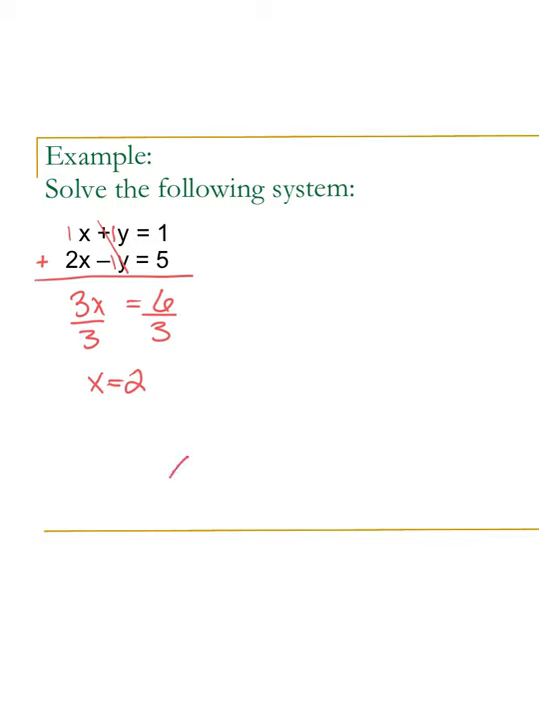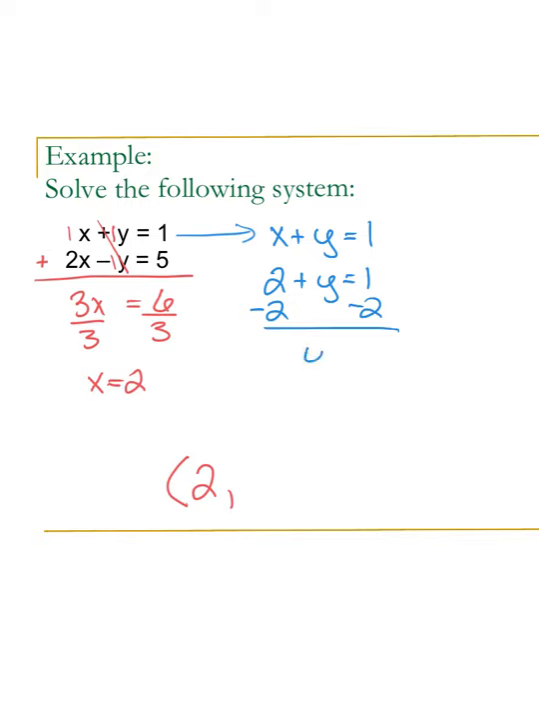Now, just like last time when we worked with systems, I have to plug that answer into one of my originals. I think the top one is easier. It doesn't matter which one you pick. So I'm going to write x plus y equals 1. My x is 2, so 2 plus y equals 1. If I subtract 2 from both sides, I get y equals negative 1. So that's my y value, and the point is 2, negative 1.